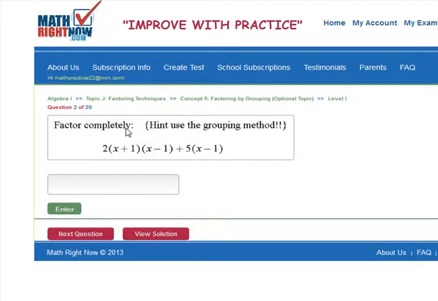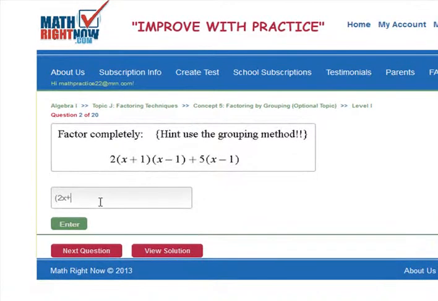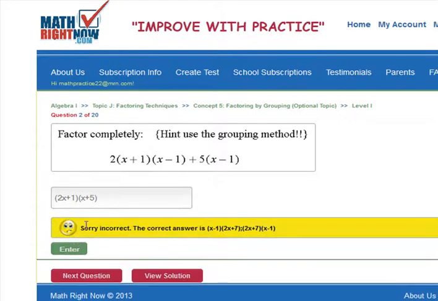Here we have to factor completely, and we get a hint to use the grouping method. Suppose you then solve the problem with pen and paper, and you type in your particular answer. Once again, click Enter, and the computer will tell you if you're right. Here we are incorrect, and it gives us the correct answer. However, we are still confused as to why that is the correct answer, and so we can always view a solution to every problem in the database. So if you click View Solution, you'll have a complete solution of this particular question. Let's take a look at that solution.